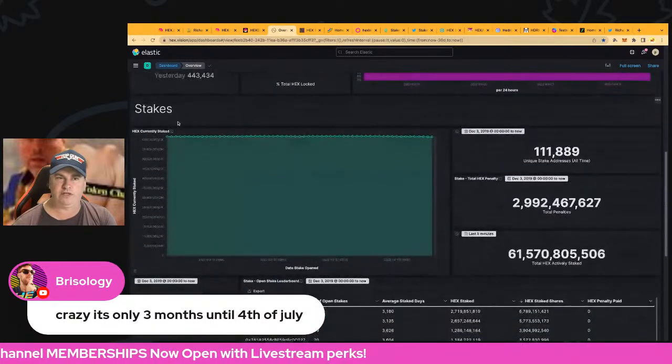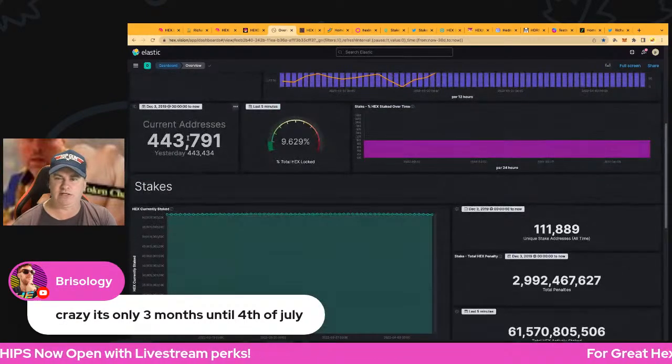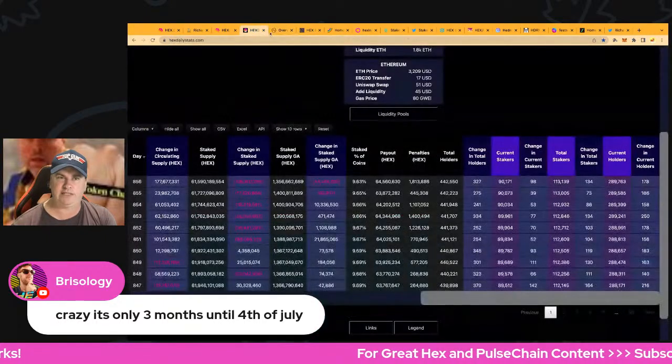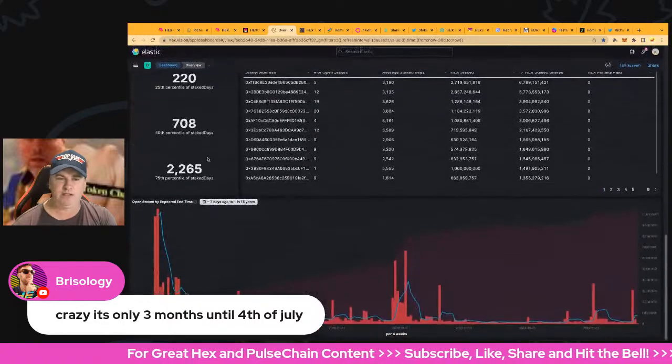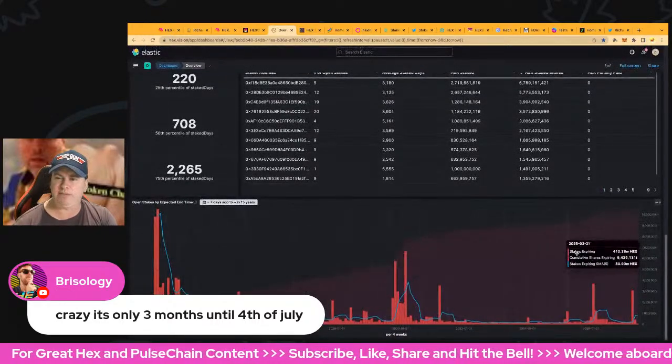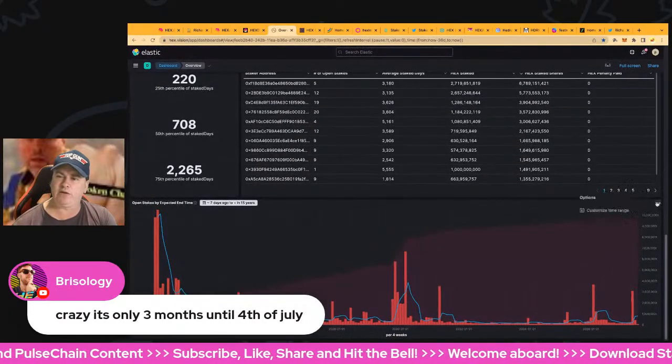And we're not going to go through all this. You can see the current addresses on the left here, the amount of people staked here. So some of the similar data that we had on the Hex Daily Stats. But you can actually see a lot of charts here as well. You can also see all the stakes that people have staked here. And this is probably what we're going to look at just briefly.